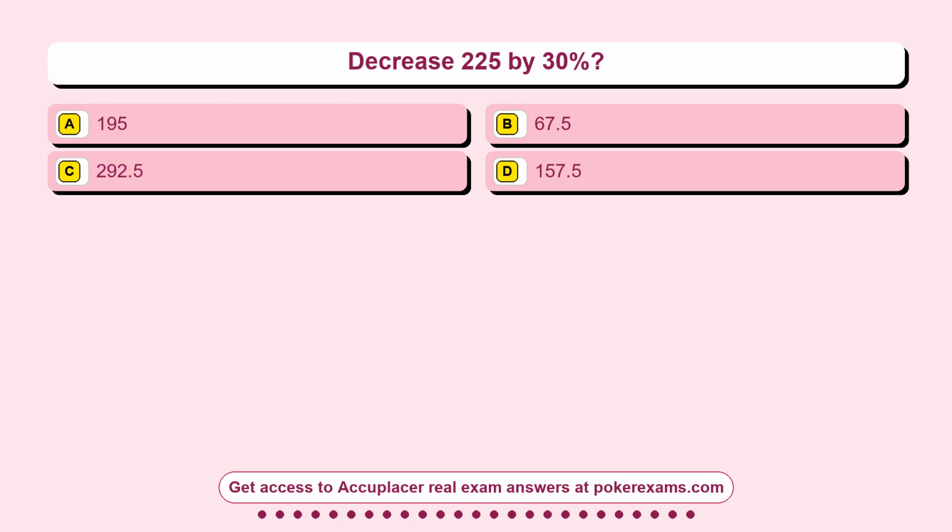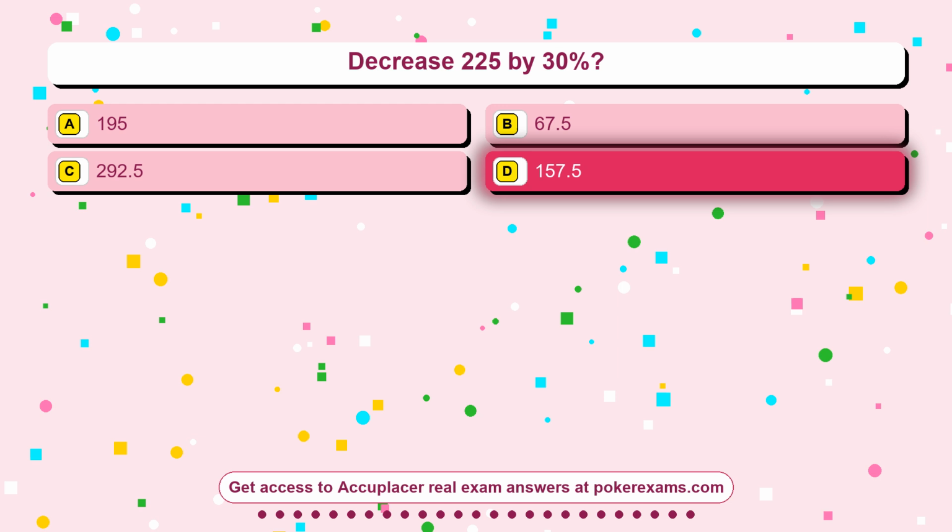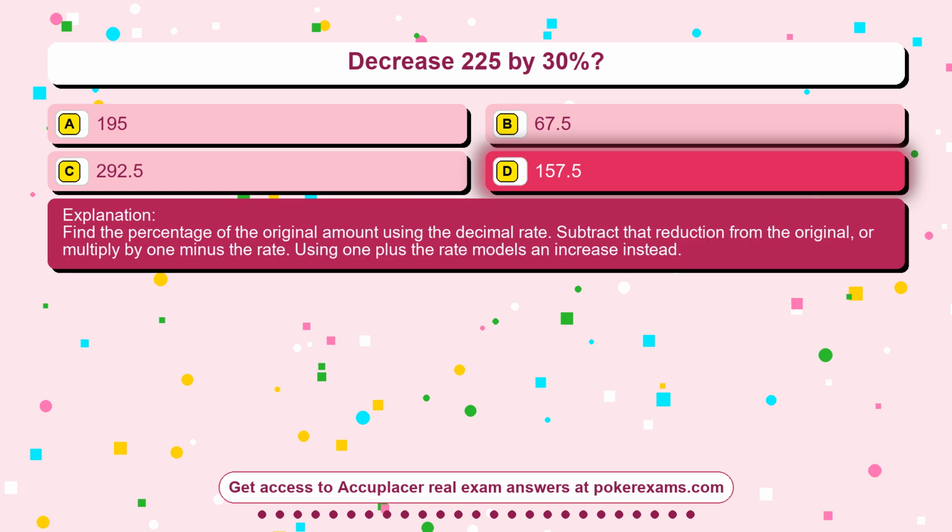Question 4. Decrease 225 by 30%. Option A 195, option B 67.5, option C 292.5, option D 157.5. The correct answer is option D, 157.5. Find the percentage of the original amount using the decimal rate. Subtract that reduction from the original, or multiply by 1 minus the rate. Using 1 plus the rate models an increase instead.